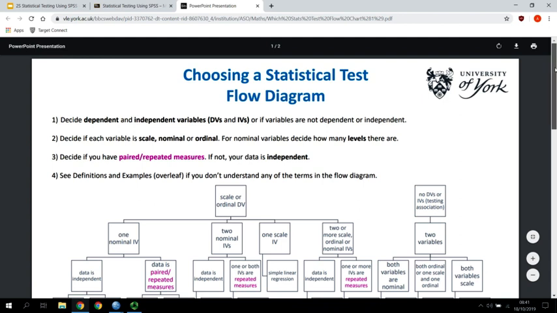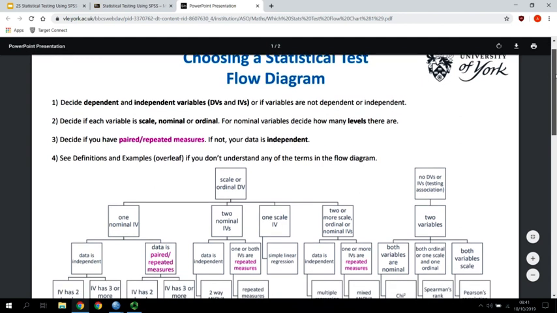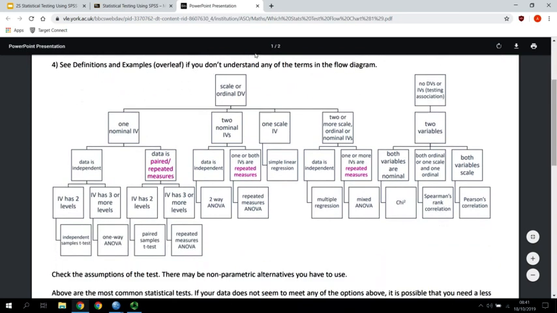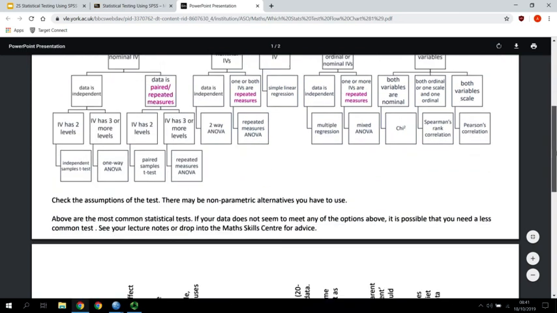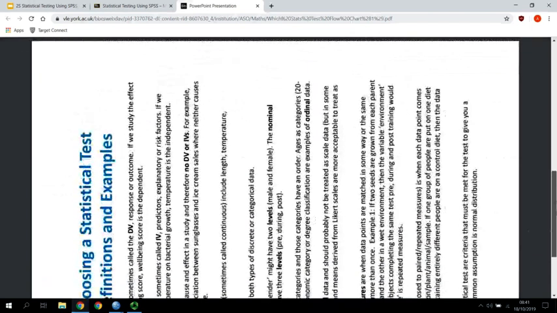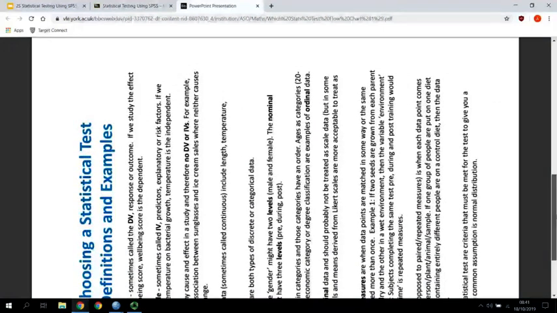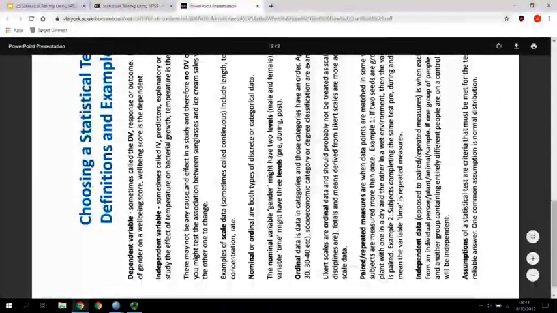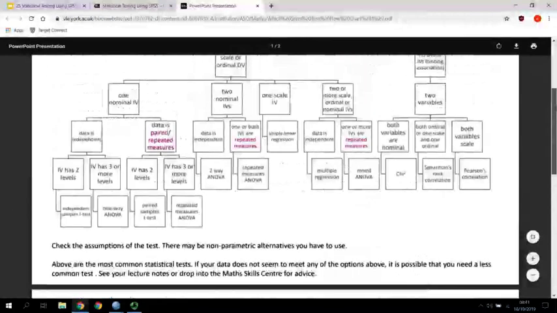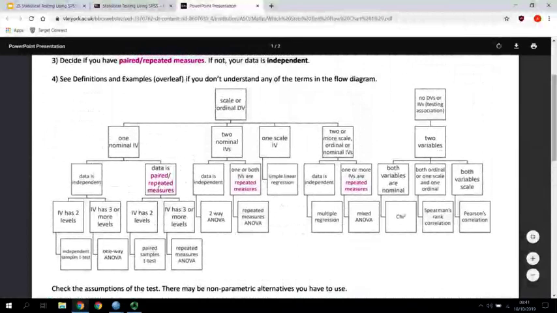So in this document, which is on the VLE, we explain what you need to make the choices. We've got this flow chart here, which we're going to go through with some examples. And because there is a lot of statistical terminology, then we've got definitions on the other page along with examples to try and remind you of what we're talking about when we ask you these questions to answer what way to go in this diagram.